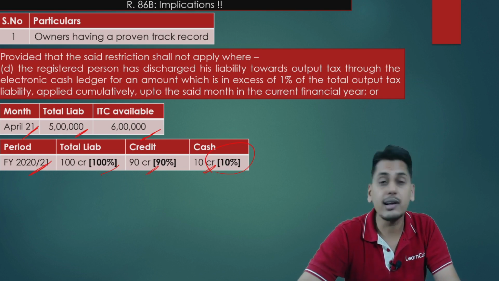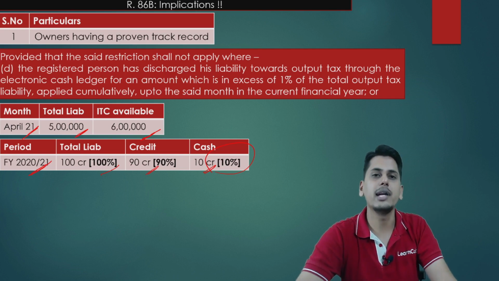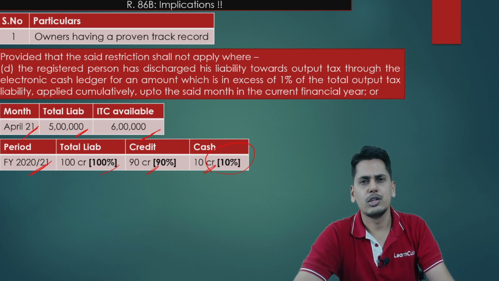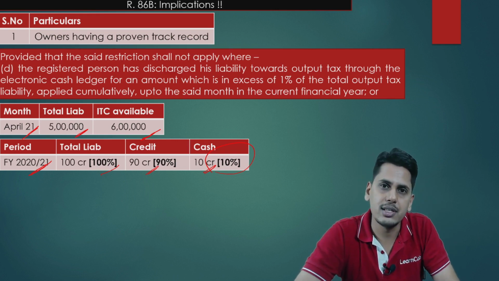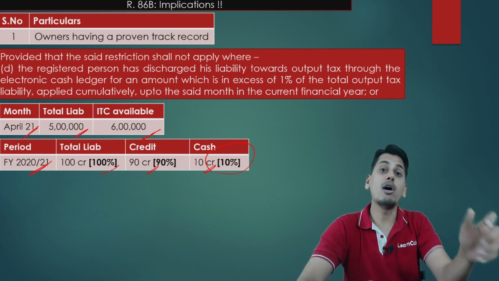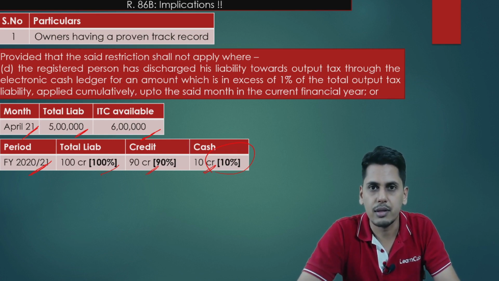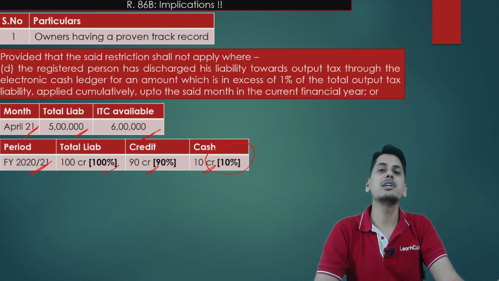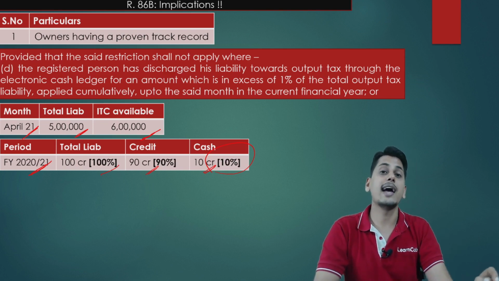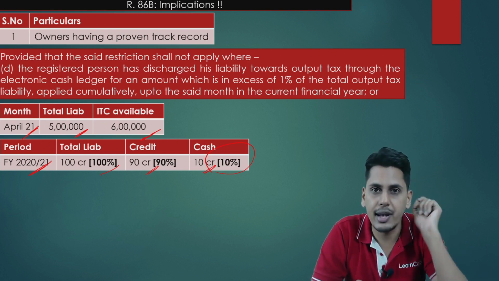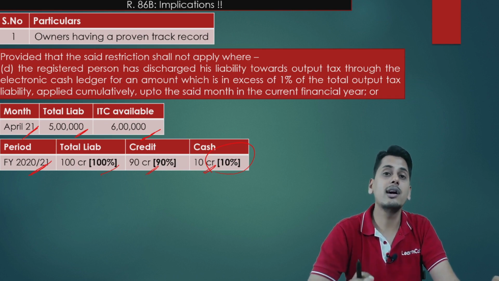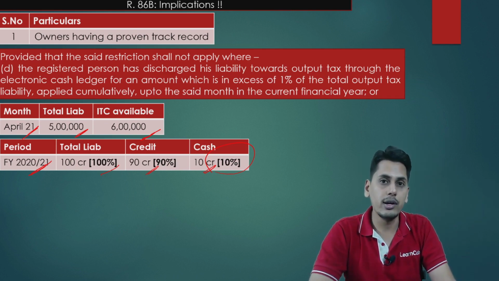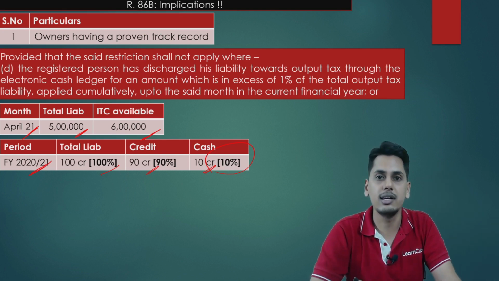So friends, for the current financial year, in the month of April 21, should I pay anything from cash ledger, or have I already complied with Rule 86B? Friends, please understand, this cumulative provision is applicable, as we discussed, for a financial year, which means the cumulative calculations you are going to do, you have to check on a financial year wise basis.